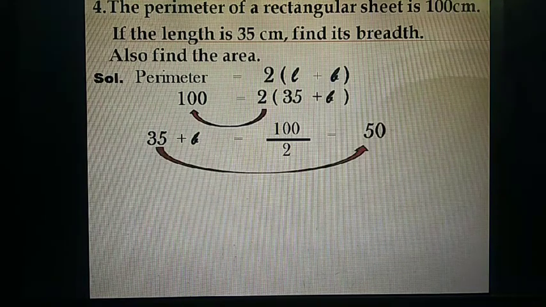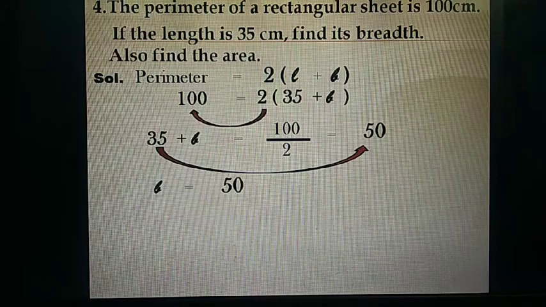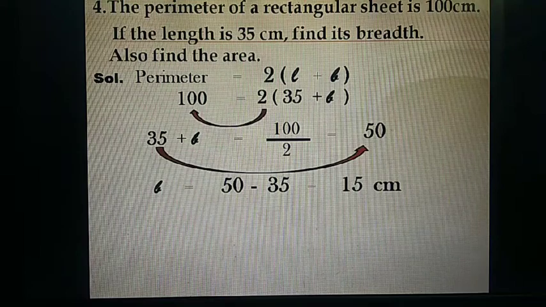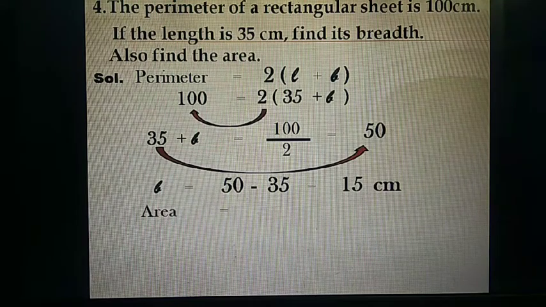Now you will shift this 35 to the 50 side to get the value of b, which is 50, and here you are supposed to subtract 35. Yes, the answer will be 15 centimeter. Now breadth is calculated. Now we can find area, which is length into breadth.